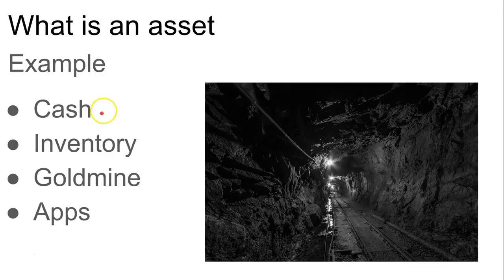Moving on, examples of assets could be as follows. Number one, it could be cash. Why cash? You can use cash to buy inventory, and from that inventory, you may sell it at a profit, and that will give you a benefit in the future. The same as inventory, whereby you can sell this inventory for a higher price and get a profit.